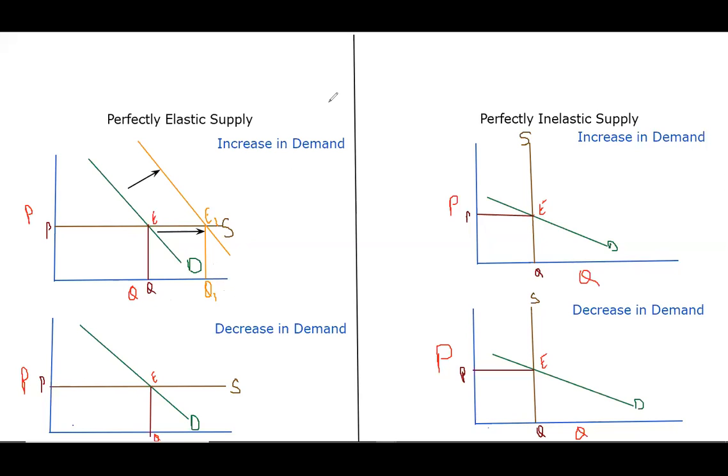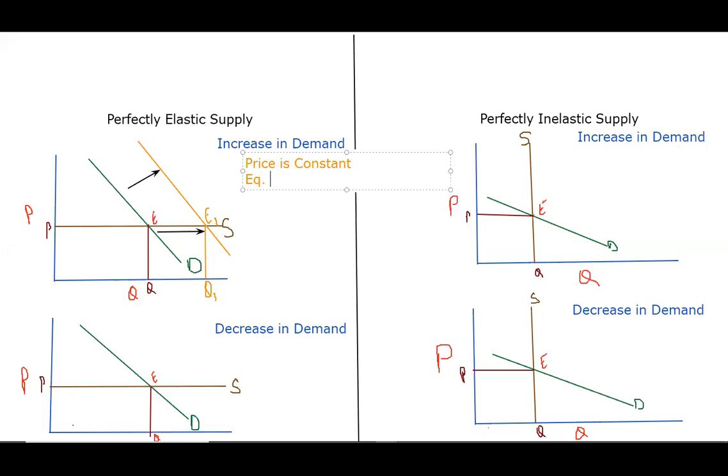So what has happened over here? Due to increase in demand, price is constant. Can you see this? Because supply has adjusted itself. Supply is perfectly elastic. So whatever change has happened in the demand, the more the demand increased, supply also increased itself by the same amount. So price is constant. That is the reason price has remained constant.